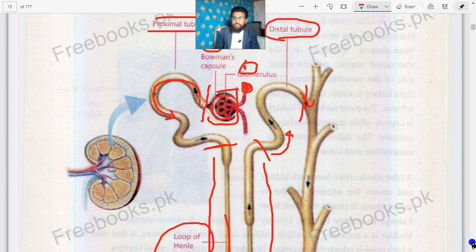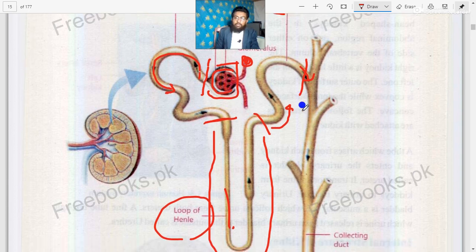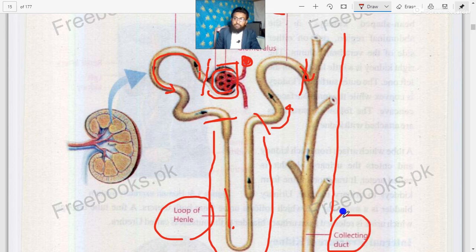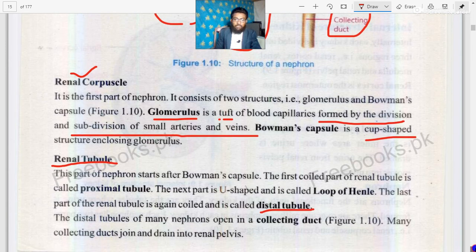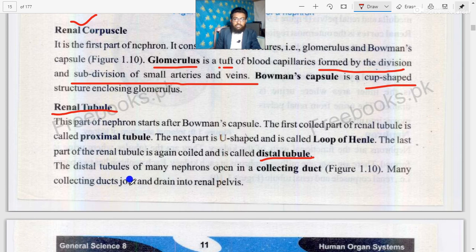Dear cadets, now this distal tubule ends and enters into a main duct, which is known as collecting duct. So this is a main duct which collects urine. The distal tubules of many nephrons open into a collecting duct. Many collecting ducts join and drain into the renal pelvis.